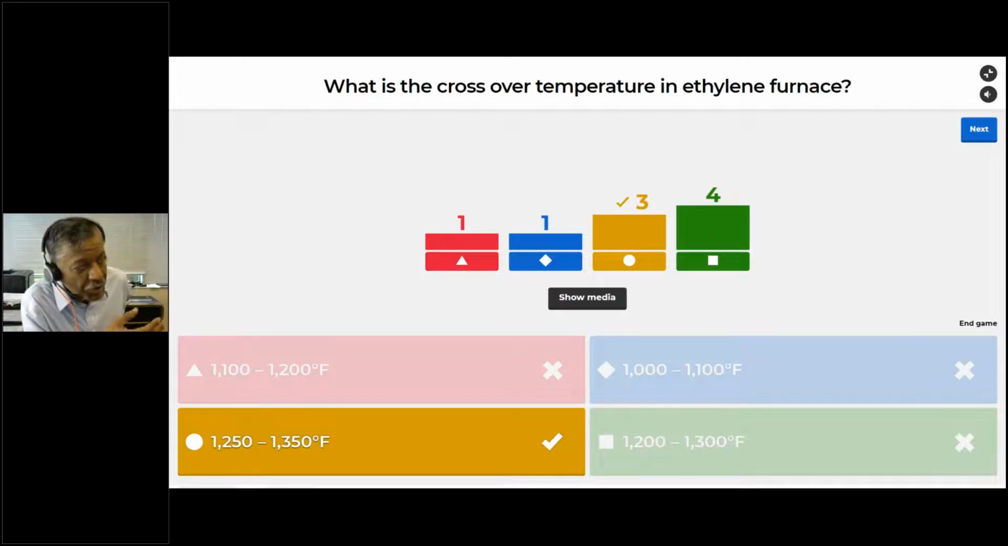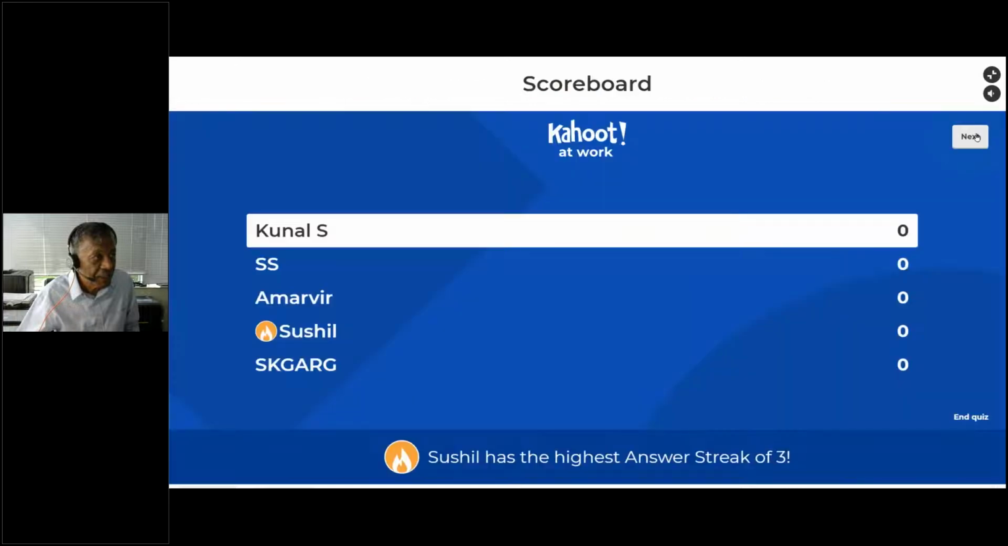But what we want to show you is, in the last 25 years, they have been trying to preheat the feed in the convection section to a very high temperature. And that basically reduces the heat requirement and also reduces the residence time in the radiant section. If the feed is already heated to 1250, I just need to heat it up to about 1500 or 1550, so then I don't have to do too much sensible heating. Well, thank you for participating.